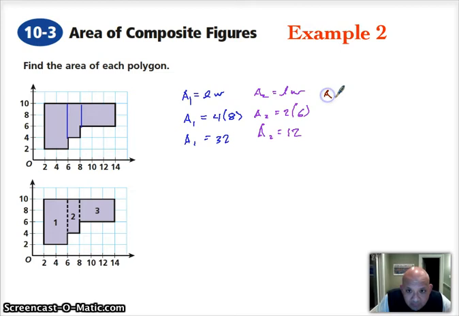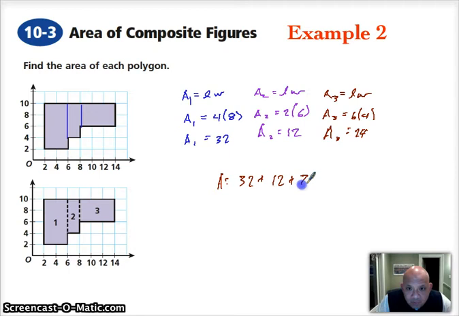Again, we write down the area. Here, the area of rectangle 3 is length times width. Area of rectangle 3, once again, is 6 times 2, 4. Area equals 24. Now, what we need to do is add all those separate areas together. That will get us the area of the entire polygon. So area equals 32 plus 12 plus 24. And in the end, that equals 68. We're going to put square units. 68 square units.